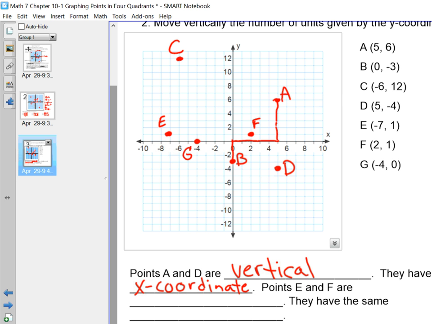Now let's look at points E and F. E and F are in a position known as horizontal. I could draw a horizontal line between them. Notice that those 2 points don't have the same x-coordinate. E and F have the same y-coordinate. And in fact, every single point that I would have on the line connecting E and F would have the exact same y-coordinate of 1.